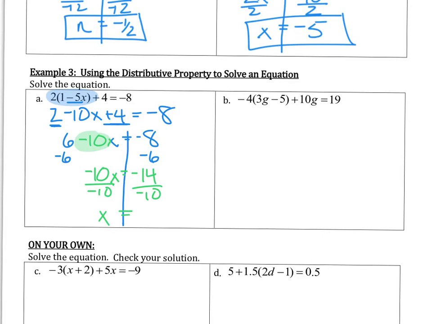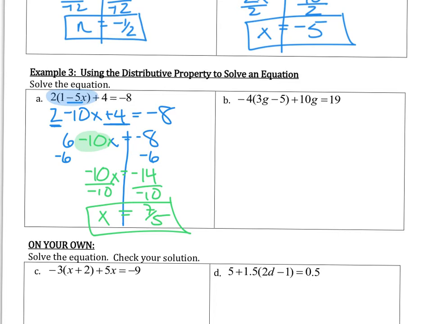Okay, since it cannot be a whole number, I can just simplify it as an improper fraction. Negative divided by negative is going to leave me with a positive 7 over 5. Remember, any equivalence to 7 over 5 works as well, so if you wanted to change it to 1 2/5, or if you wanted to change it to 1.4, that works too.